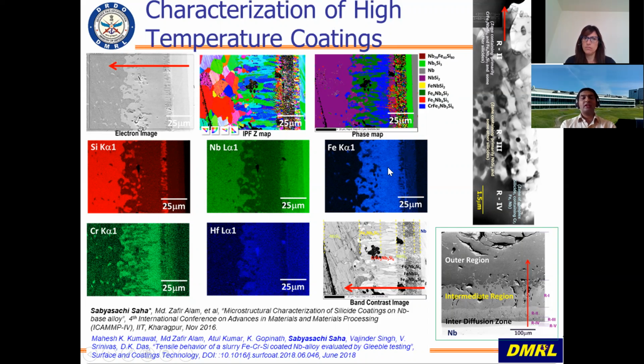Then, using energy dispersive spectroscopy coupled with the EBSD technique, we identified the various phases and their orientation relationships, and defined what the coating cross section is and why it gives high temperature oxidation protection to the niobium based alloy for which it was made.